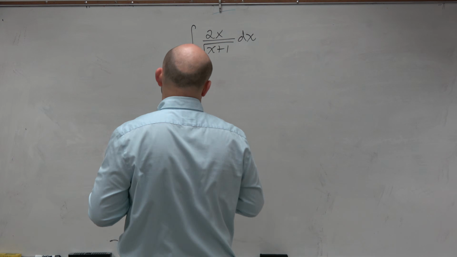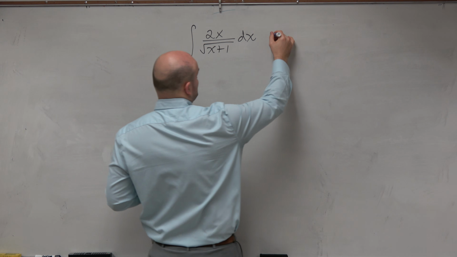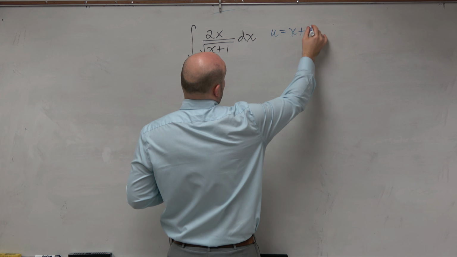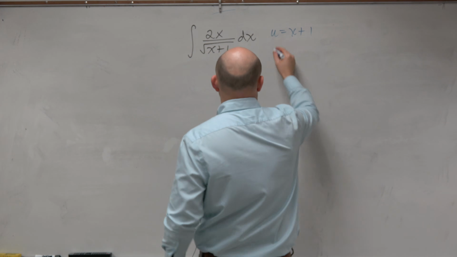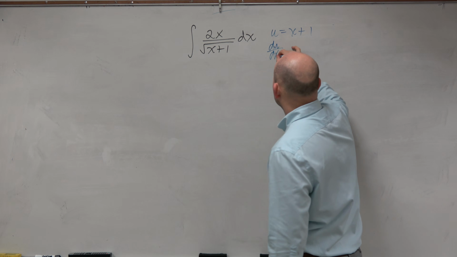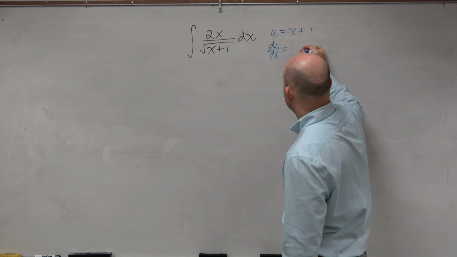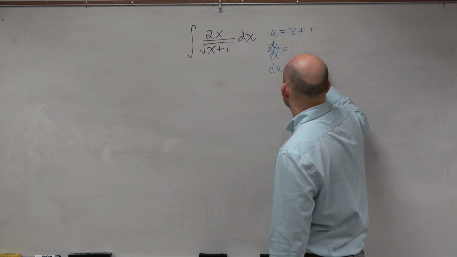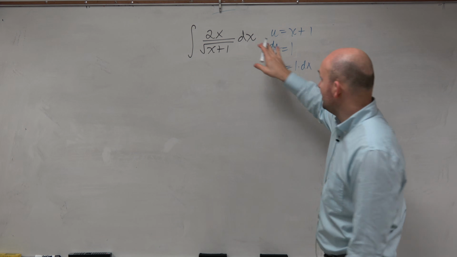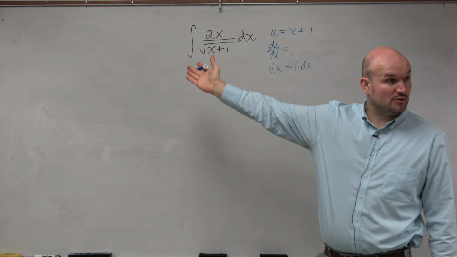Again, if we're looking at our u substitution, we could say u is going to be equal to x plus 1. And therefore, when we take the derivative with respect to x, we have du over dx equal to 1, and then obviously du is equal to 1 times dx. Well, the problem is we have the dx here, but we have this extra 2 and x.